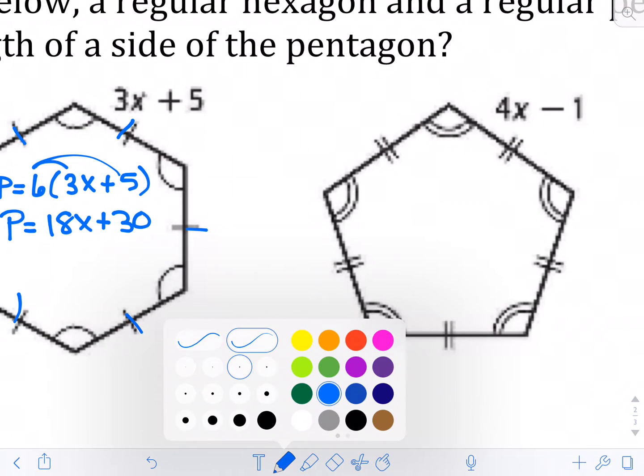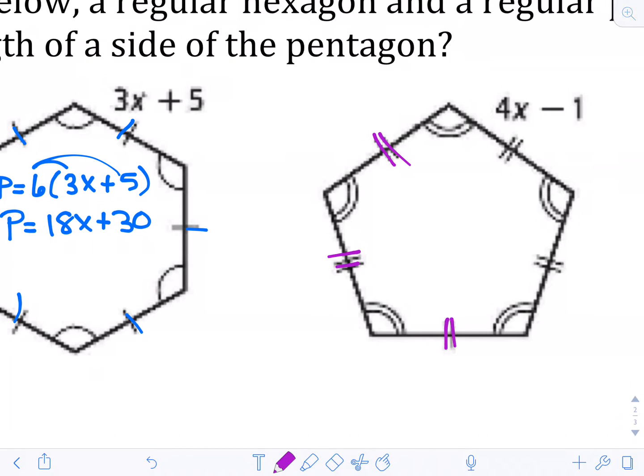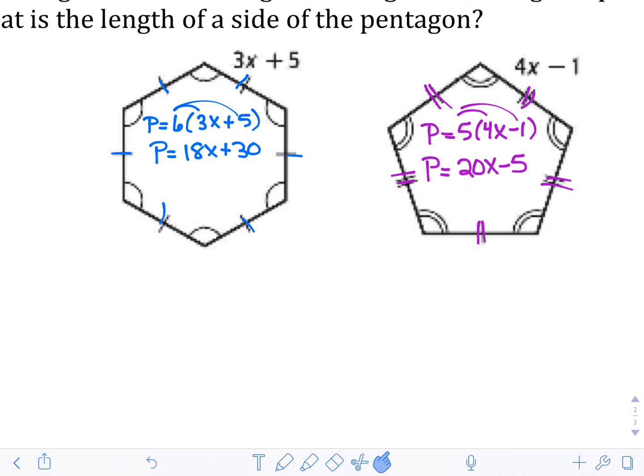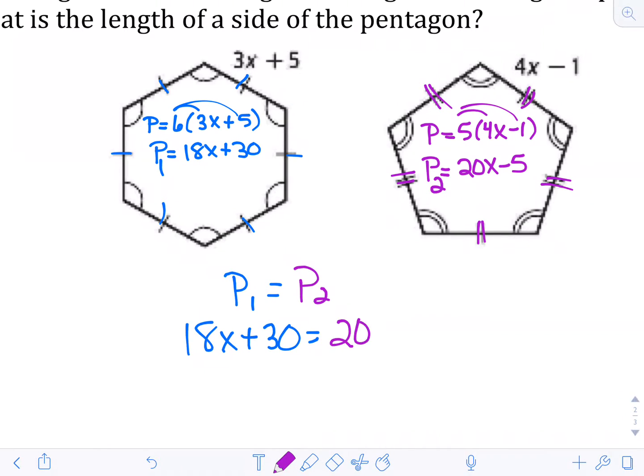Over here, I'm going to count my sides. So we have 1, 2, 3, 4, 5. So for my perimeter here, I'm going to do 5 times the length of 4x minus 1. So my perimeter here is going to be 5 times 4 is 20, and 5 times negative 1 is negative 5. Okay, so now my perimeters are the same. So now I know that P1, which is this side over here, is equal to the perimeter of my second figure, P2. So that tells me that 18x plus 30 is equal to 20x minus 5.